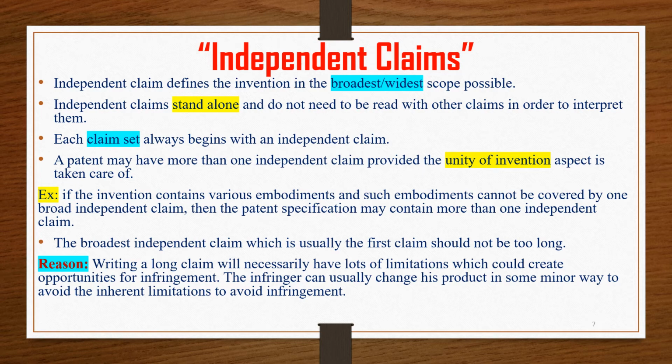Now the next point is the broadest independent claim. The broadest independent claim, which is usually the first claim, should not be too long. The reason is writing a long claim will necessarily have lots of limitations, which could create opportunities for infringement. The infringer can usually change his product in some minor way to avoid the inherent limitations and avoid infringement. That means he or she can act intelligently, and can be prevented from the infringement.